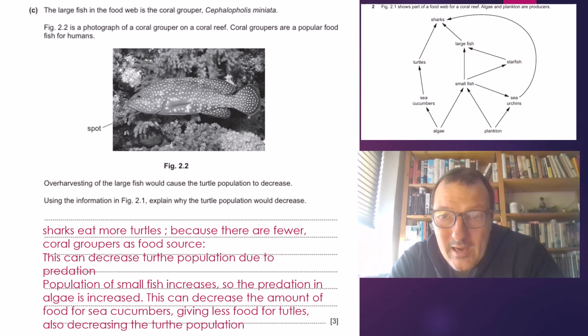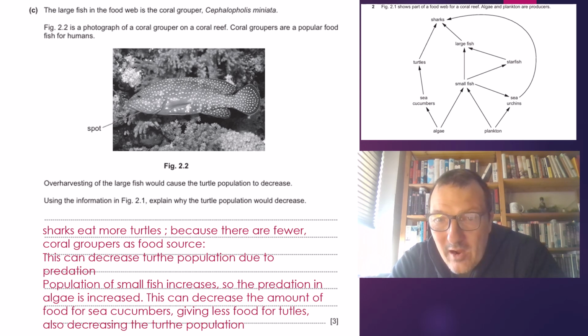1 point I will say will get from the fact that sharks will now eat more turtles. Sharks, they feed on turtles, large fish, and sea urchins. If you remove large fish from their diet, or limit it, well, then the sharks will have to eat more turtles and more sea urchins to get their energy need. This will lead to a larger predation on the turtles, as there are fewer large fish to eat, and that can decrease the turtle population due to predation.